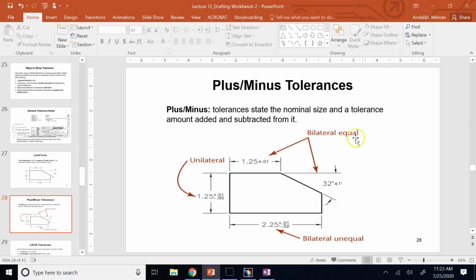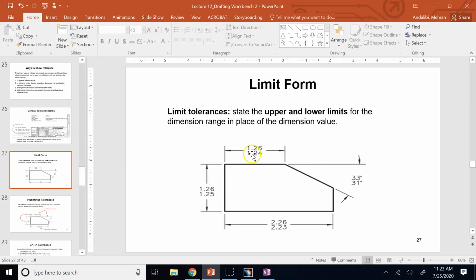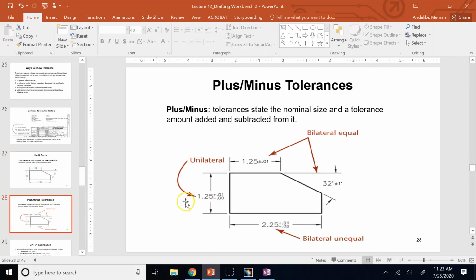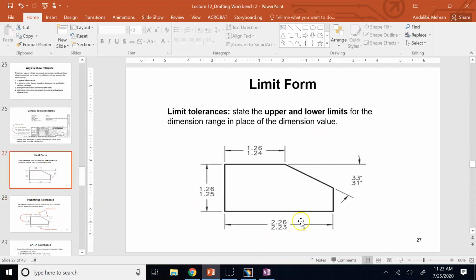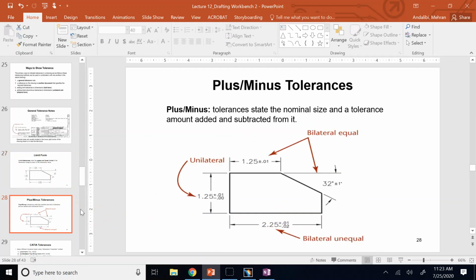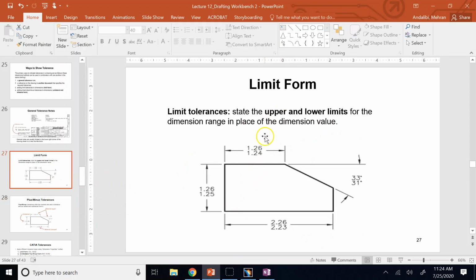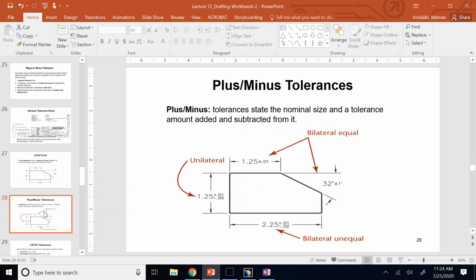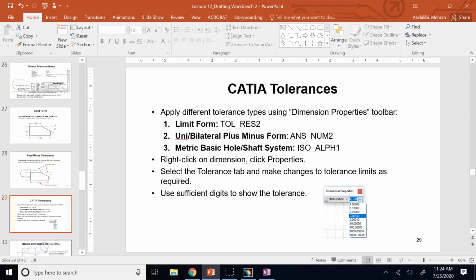And except for bilateral equal, for these two cases, unilateral and bilateral unequal, the average of the max and the min is never what? The nominal dimension. So you see here, if you take the average of these two, that's not this guy. And then the average of these two numbers is also not this one, because these two numbers are not the same. Okay, so that's why I don't recommend you use the limit form. I recommend you use the plus and minus form.